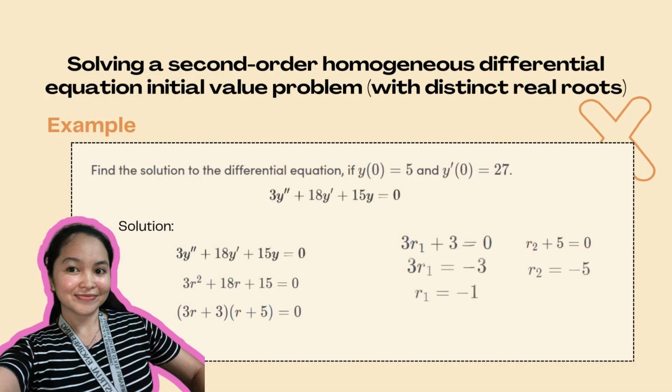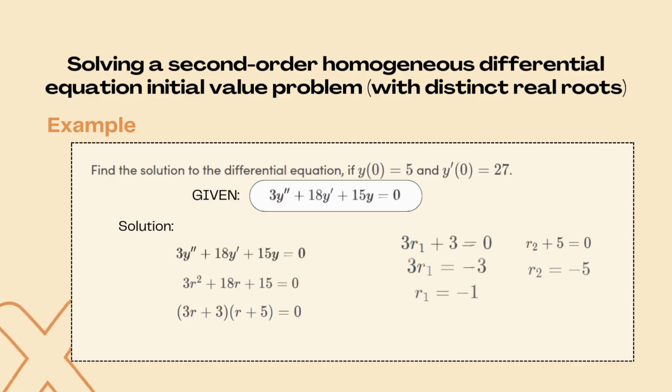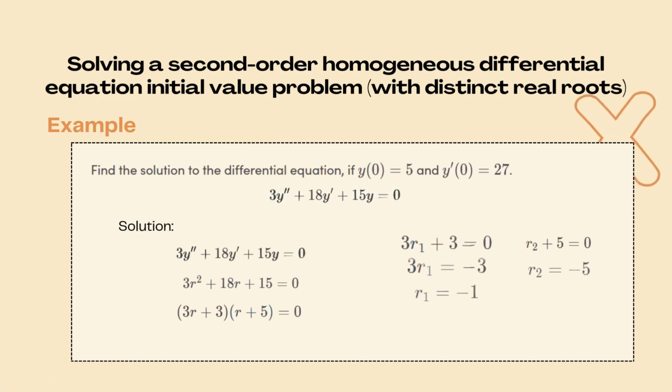Solving a second-order homogeneous differential equation initial value problem with distinct real roots. For example, find a solution to the differential equation if y of 0 is equal to 5 and y prime of 0 is equal to 27. 3 second derivative plus 18y prime plus 15y is equal to 0.